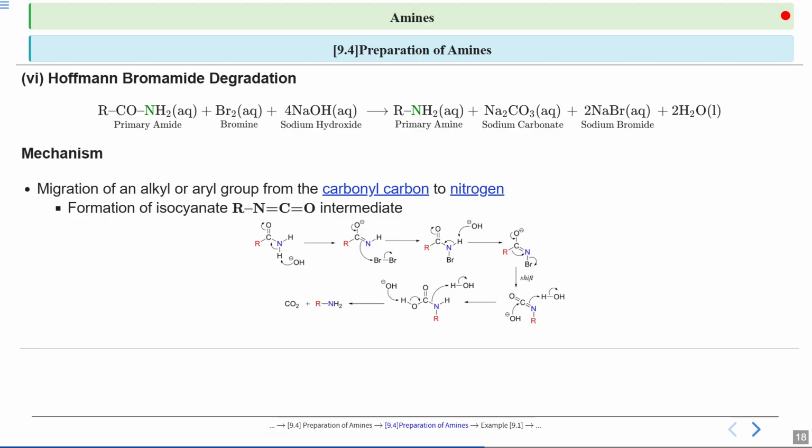Now further you will see that OH minus attacks the carbon of N double bond C double bond O, and the electrons from the C double bond O shift to oxygen, which gives us a tetrahedral intermediate that after protonation becomes carbamic acid, which is RNH C double bond OH. This carbamic acid then decomposes: the COOH portion leaves as CO2, and the leftover one is the primary amine, which is RNH2.